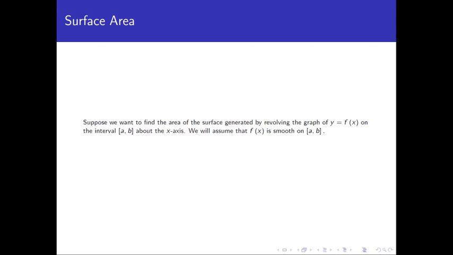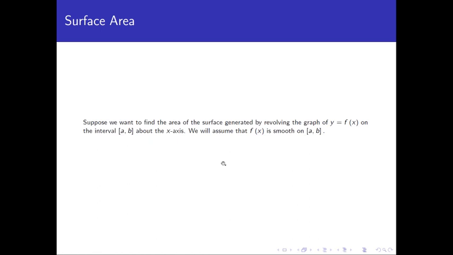In this video, we're going to talk about finding the surface area of a solid of revolution. So, let's suppose that we're going to find the area of the surface that we're going to generate by revolving the graph of a function on an interval from a to b about the x-axis.